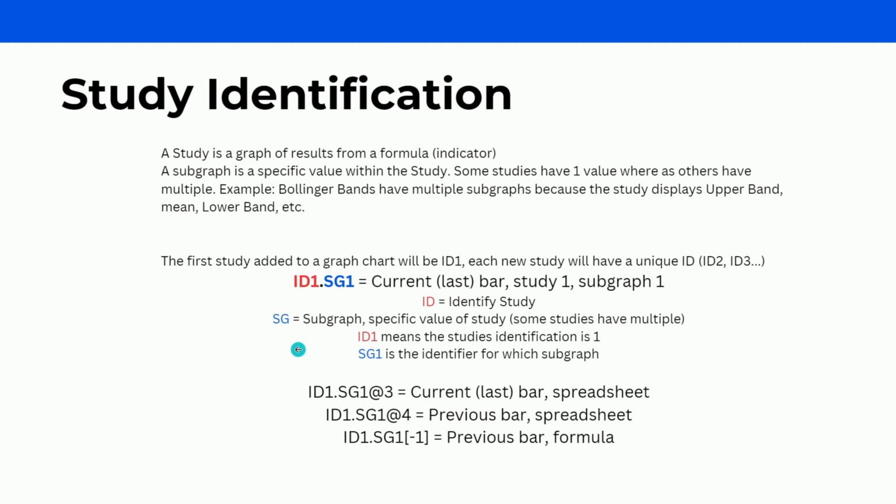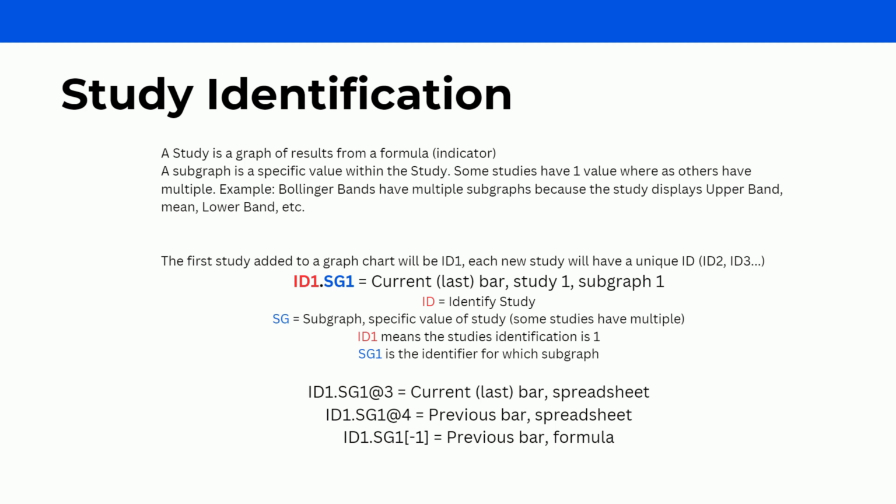It's important to note when working with these identifiers, there are different formats for different uses. This example is how we would identify a study to color a background based on a study. For example, if we wanted to use one of the studies that colors the background on a condition, we would reference the study using this format. But keep in mind, in the case of spreadsheets, there is a slightly different method. This example of ID1.SG1 is the most common format in formulas and studies.